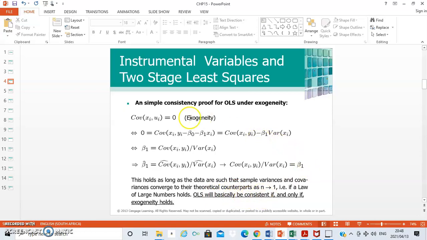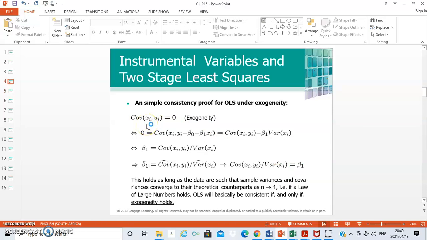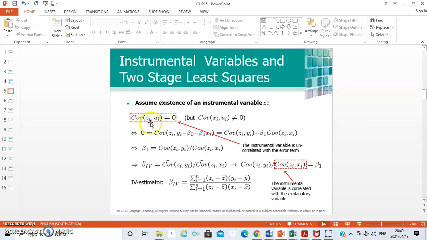So for as long as there is no covariance between the explanatory variable and the error term, then there is exogeneity, and you can estimate using OLS. Now, let us assume that there exists some instrumental variable. Let us name that instrumental variable zi. Remember that in the previous equation we had xi. So now we have zi, which represents the endogenous variable, like in the wage equation we have education, because education has to be determined within the model.